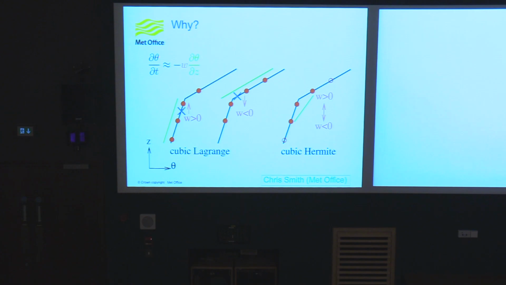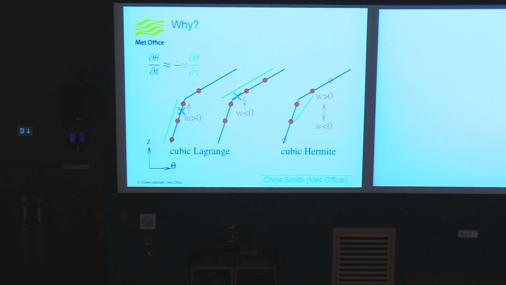So if we think about what advection is doing, that is like minus w d theta dz. And with the cubic Lagrange, we are then using these 3 points to determine that d theta dz. However, when the vertical velocity changes direction and we move that inversion down, then the stencil changes. The departure point becomes here, and we now have a stencil that looks like this, and the gradient is being predominantly determined by these 3 points.